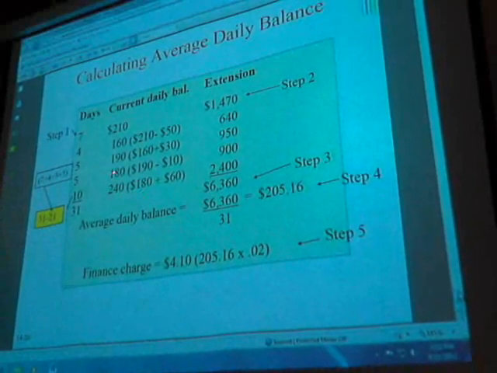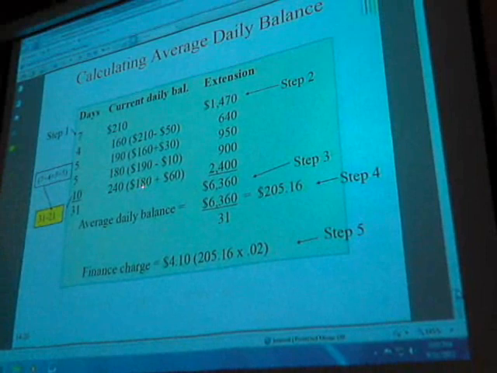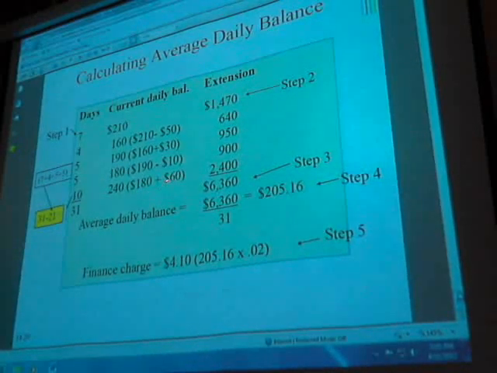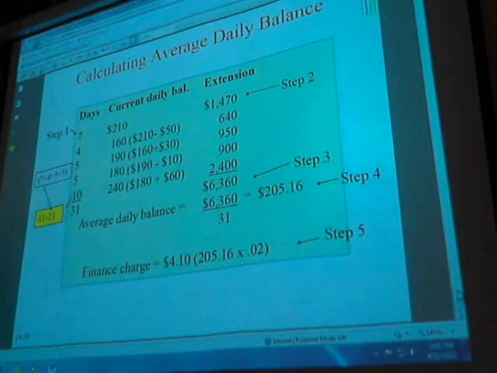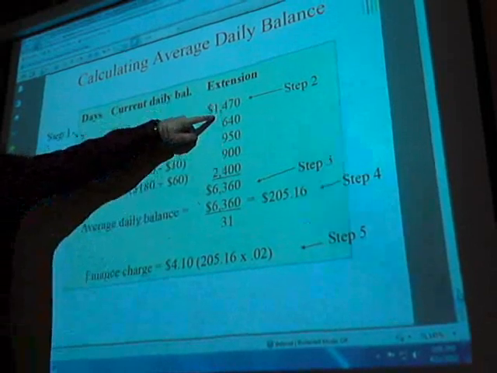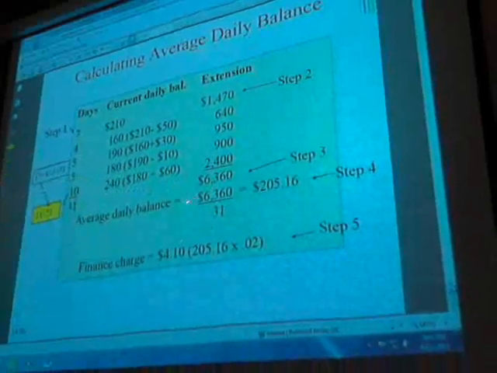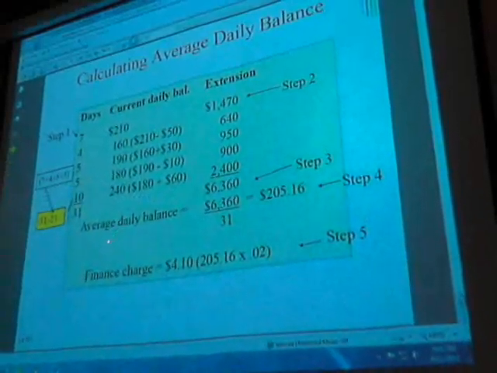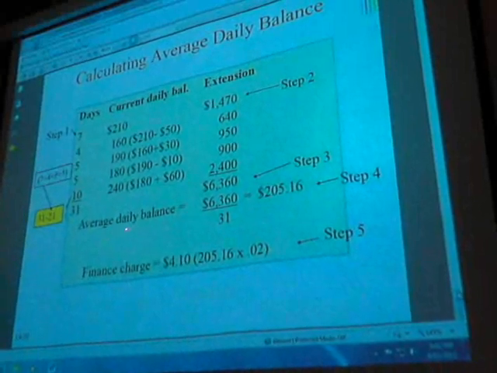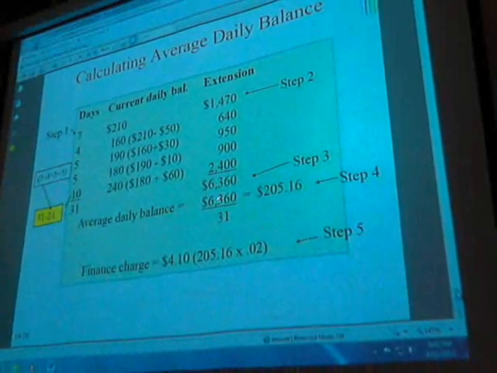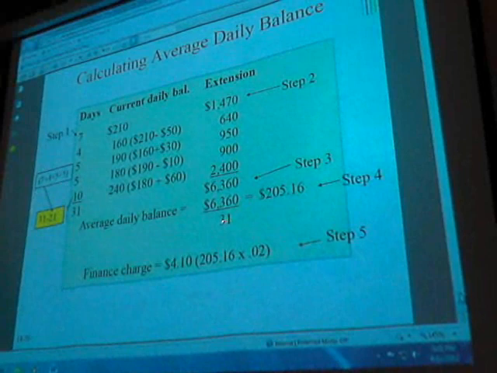Again, the previous balance was 180, and we had a cash advance here, right? So we added $60 to it, and we get 240. 180 plus 60 is 240, times 10 is 2,400. Now we're closer to the end. In this column, you will add all these numbers together. And then finally, to get your average daily balance, this is the whole point of all this, we take that number and divide it by the number of days in the billing cycle.